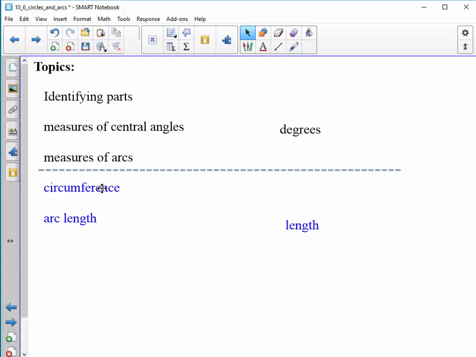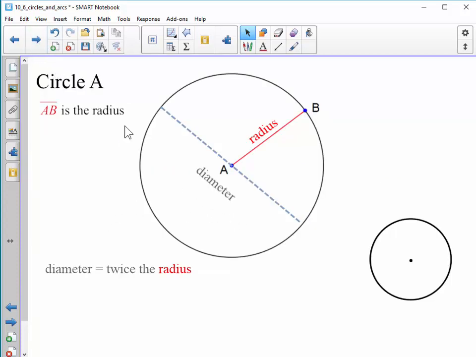And then we're going to talk about circumference and arc length, where we have to make sure that we understand there's a difference. The topics in black we're talking about degrees for measure, and these topics in blue we're talking about length. Okay, so here's a circle.